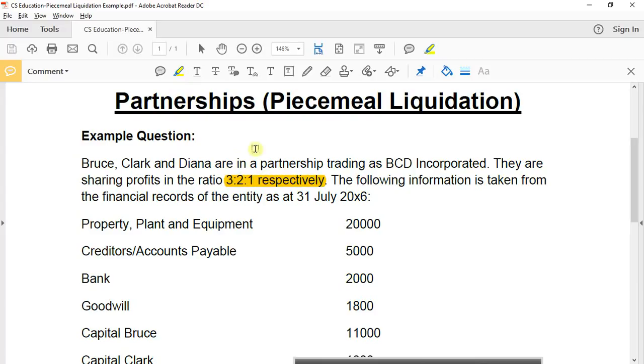We should highlight that purely because we now know how much each partner is going to be entitled to. Okay, so 3 plus 2 plus 1 gives me 6. Bruce will be entitled to 3/6 of the business, Clark will be entitled to 2/6 of the business, and Diana will be entitled to 1/6 of the business.